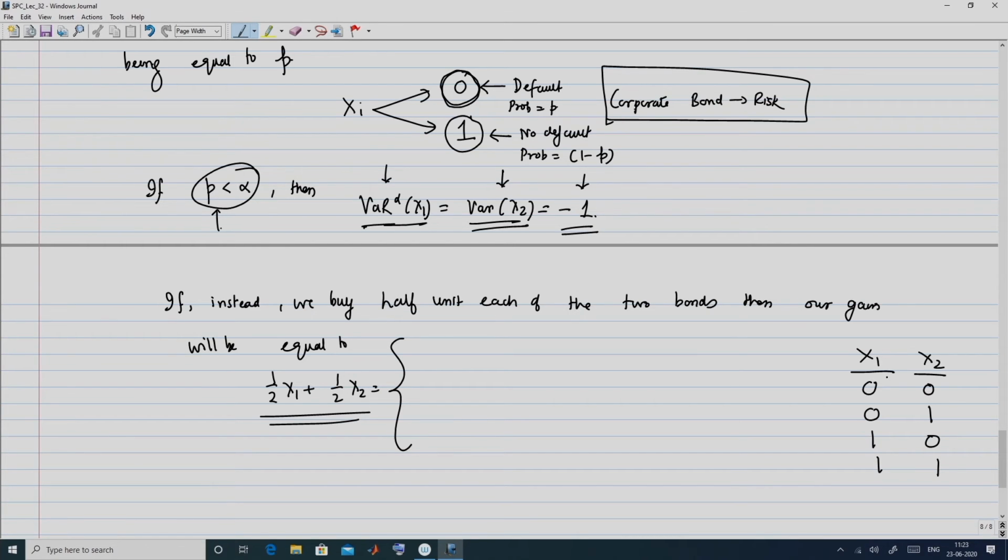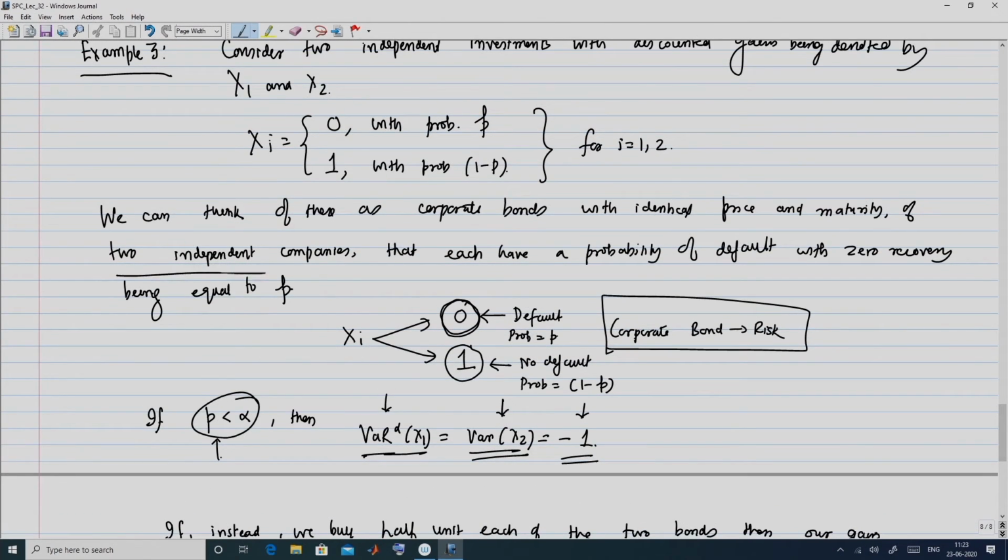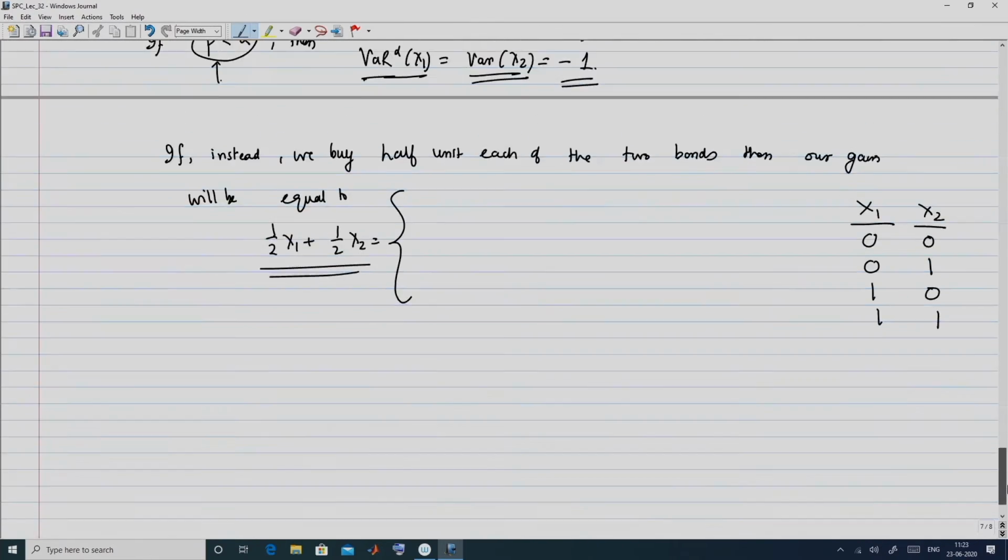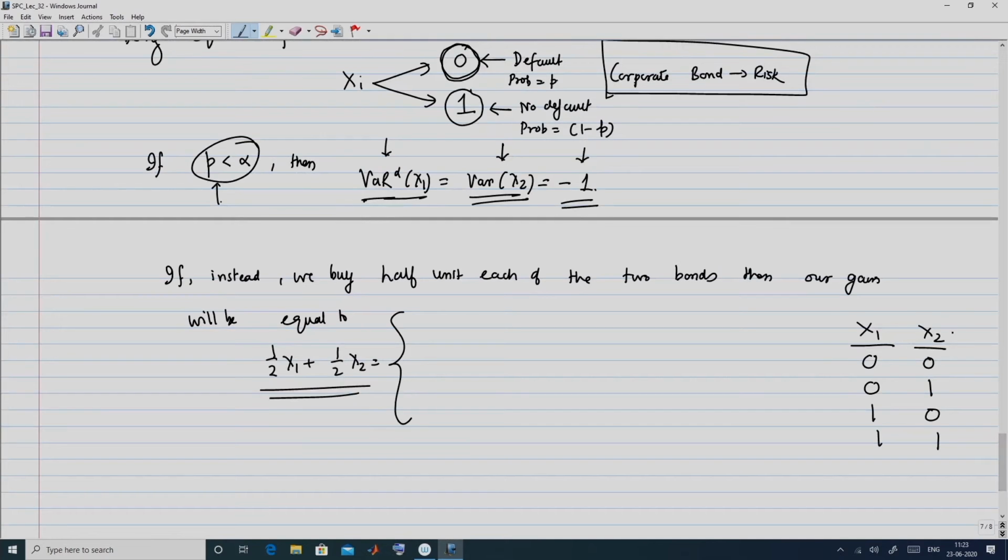So, when both of them default, and you remember that I had said that these are two independent companies, this means that the probability of both the defaults is going to be simply p square. The probability of a single default, in this case as well as in this case, and one no default, these probabilities are going to be p into 1 minus p and p into 1 minus p, and the probability of no default in both the cases is going to be 1 minus p whole square.